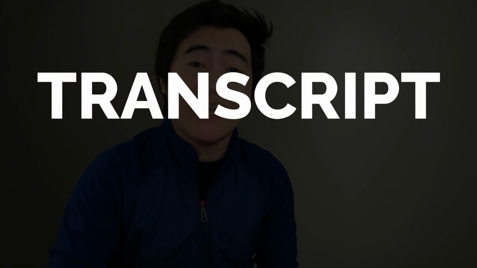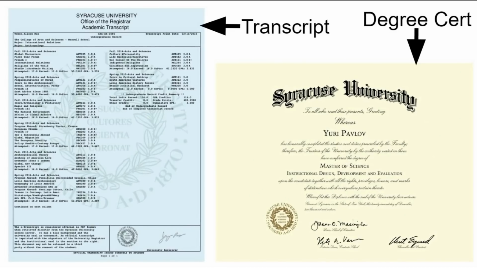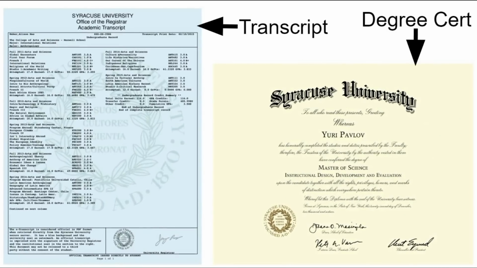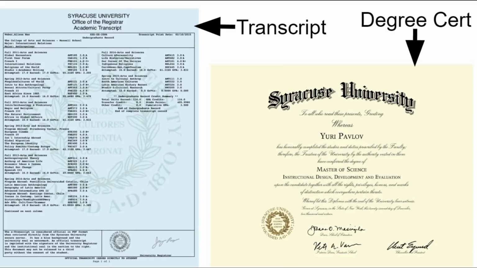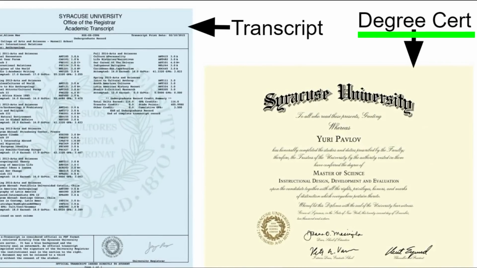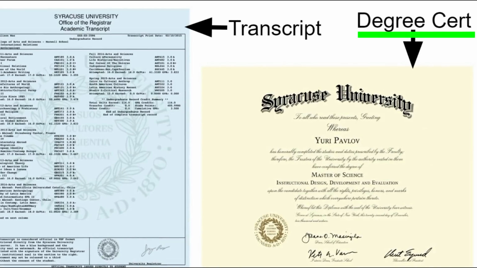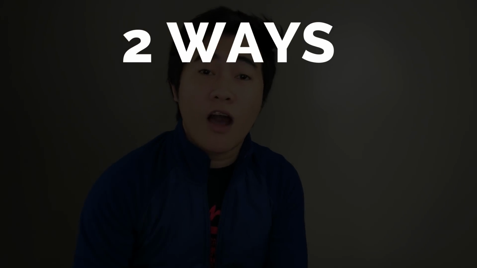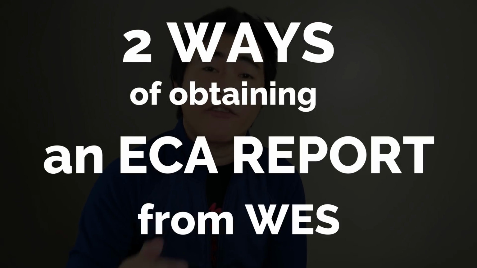Second, if you guys are not aware, let me tell you that WES is already accepting academic reports online. So when I say academic reports, these are copies of your transcript and degree certificate. Let me show you guys quickly what a transcript and a degree certificate looks like. So on the left hand side is a sample transcript, and on the right hand side is a sample degree certificate. So in this video, we are going to be talking about the two ways of obtaining an ECA report from WES.